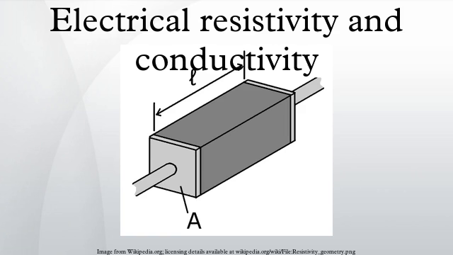Electrical resistivity is an intrinsic property that quantifies how strongly a given material opposes the flow of electric current. A low resistivity indicates a material that readily allows the movement of electric charge. Resistivity is commonly represented by the Greek letter rho. The SI unit of electrical resistivity is the ohm meter, although other units like ohm centimetre are also in use.